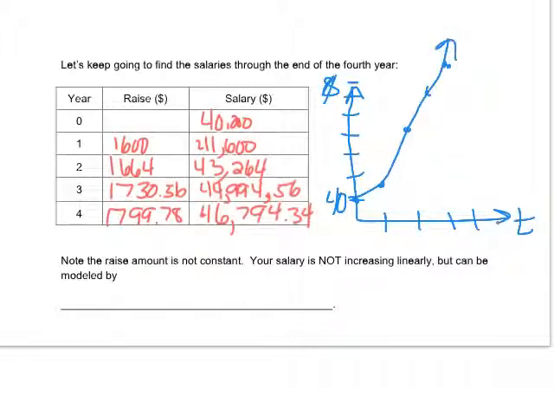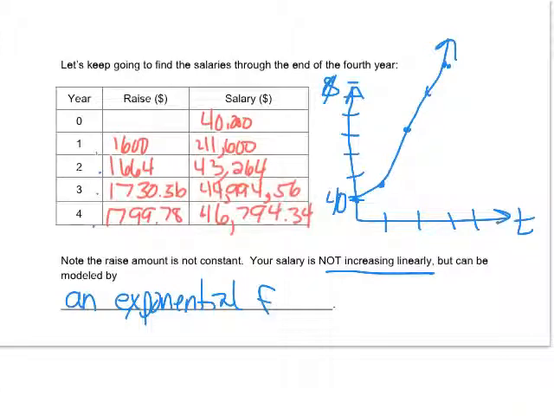So it increases in a hurry, which is a nice thing if you're talking about money. The raise amount is not constant, so I'm not going up at a constant rate. My salary is not increasing linearly, but it can be modeled by an exponential function, which is usually better.